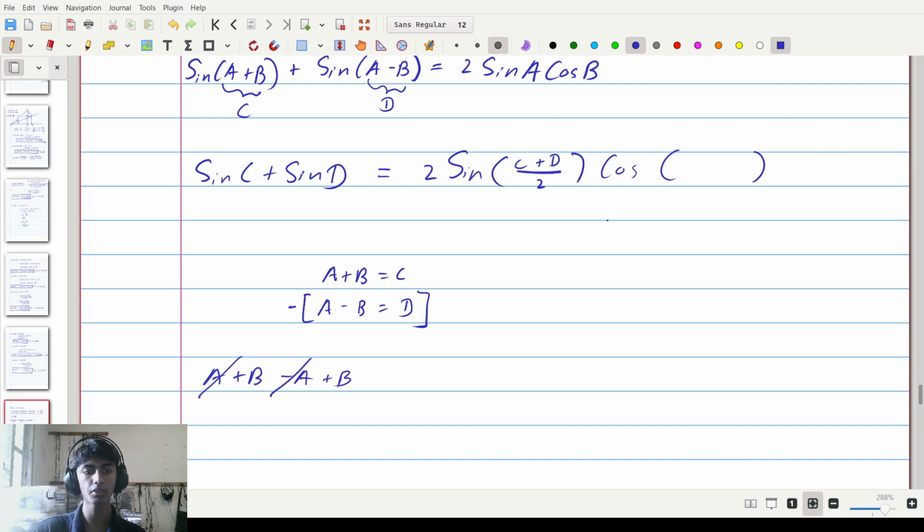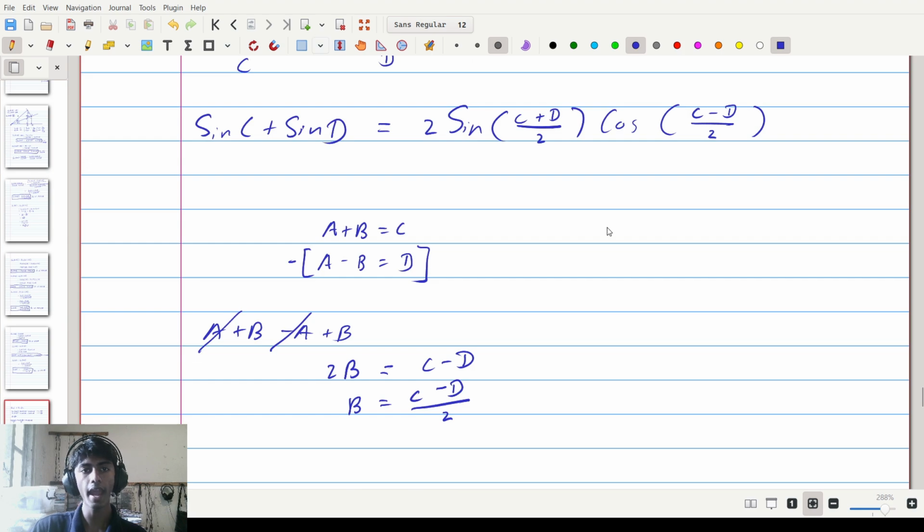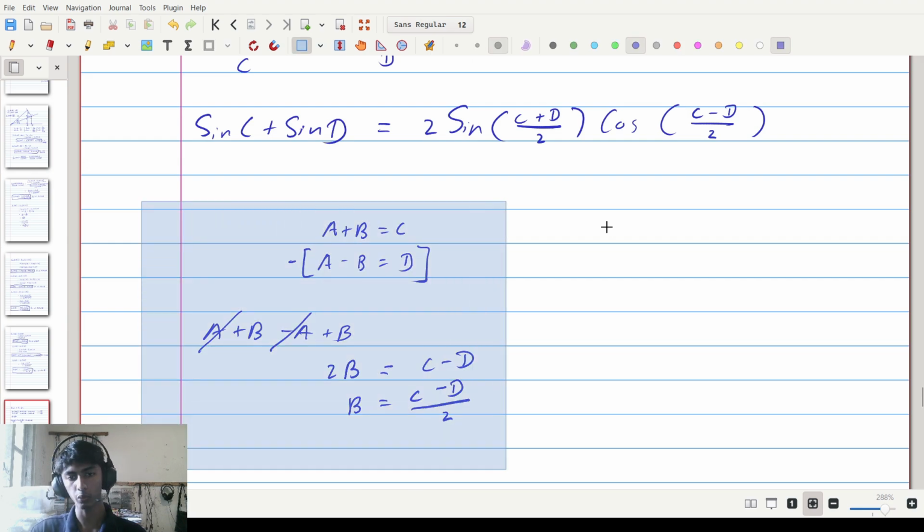leaving us with just a plus B and a plus B, which is 2B. On the right side, we subtract D from C, which means we have C minus D. So therefore 2B is equal to C minus D, meaning B is equal to C minus D divided by 2. Substituting this into the above formula, we have C minus D divided by 2 instead of B. And we are done.